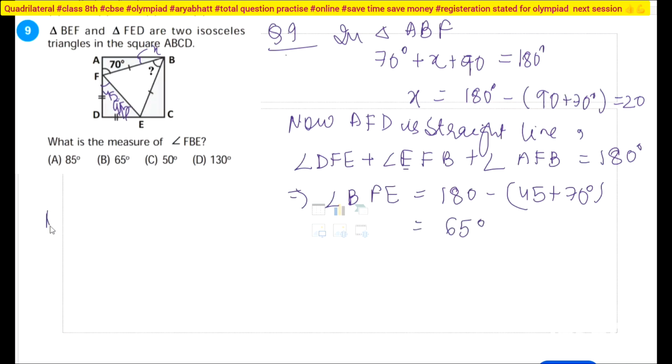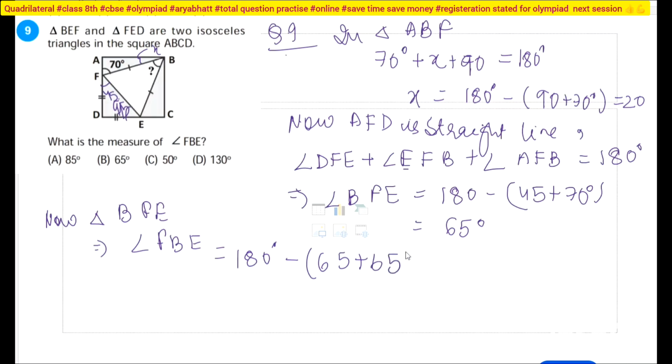Now I will take triangle BFE. So in BFE, they are asking angle FBE. What will I have? 180 degrees minus 65 plus 65. Right? 65 plus 65, because just right now I calculated 65 and they have given that these are isosceles triangles. So what will I get? I will get 50 degrees only.